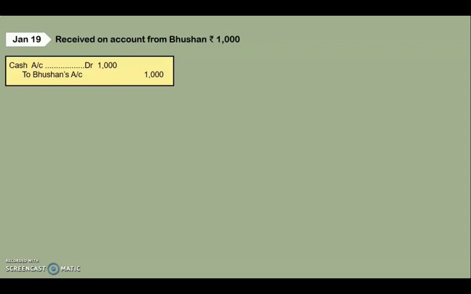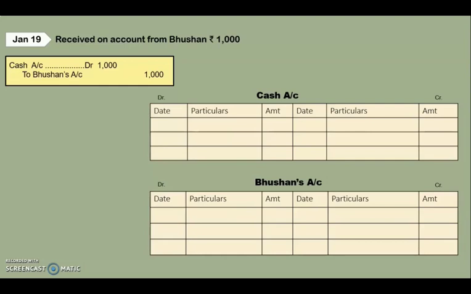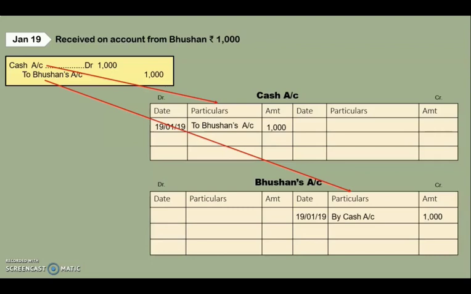Cash account debit to Bhushan's account. So we have to post this entry in cash account and Bhushan's account. On the debit side of cash account, we'll write to Bhushan's account 1,000. And on the credit side of Bhushan's account, we'll write by cash 1,000.